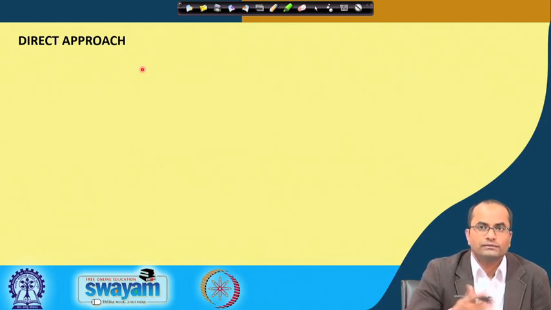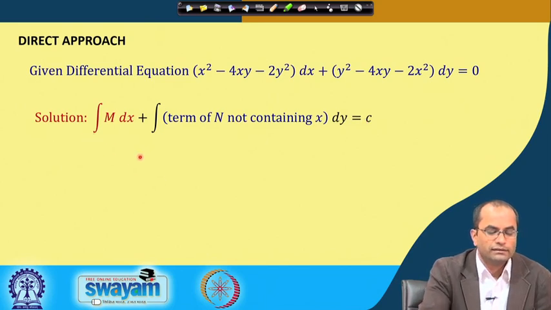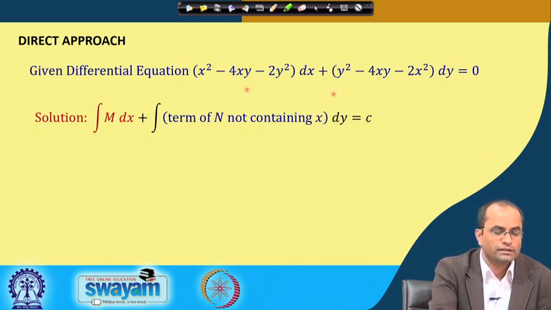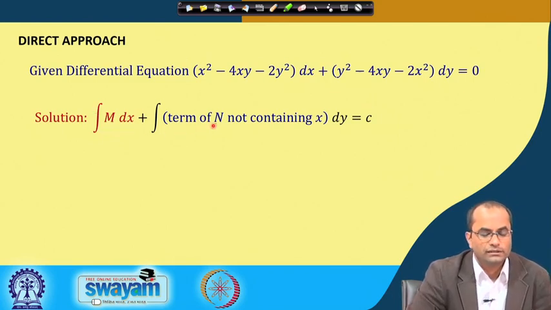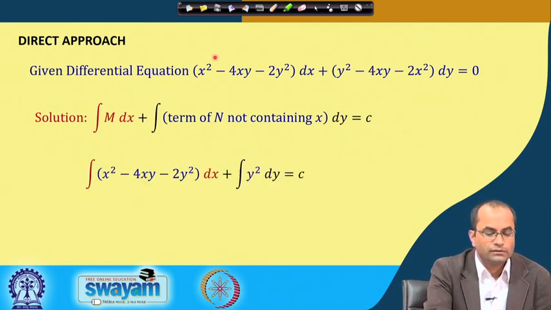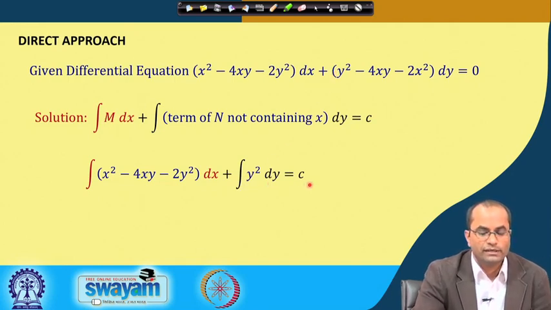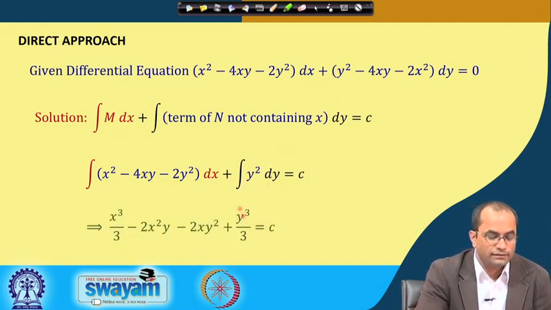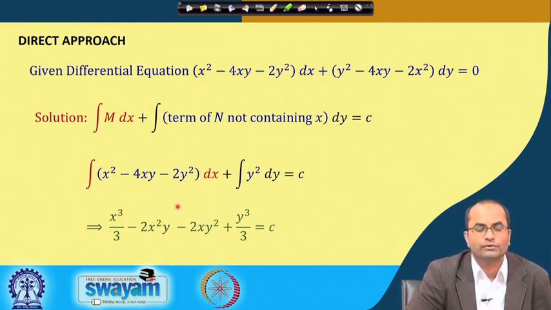written down before, we have a direct formula as well. So, this is the given differential equation, and the solution we can also write down directly in this way: integral of M dx, plus the integral of the terms of N not containing x, dy. So, here this M is given in the differential equation, and then the terms of N not containing x, that is only the y square term. So, we have y square dy equal to c, and on this integration we got exactly the same solution which we have obtained before.